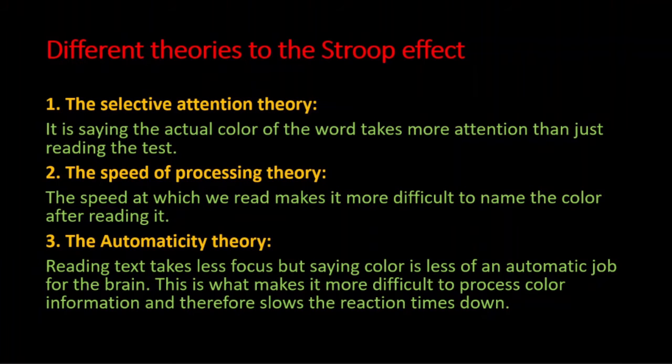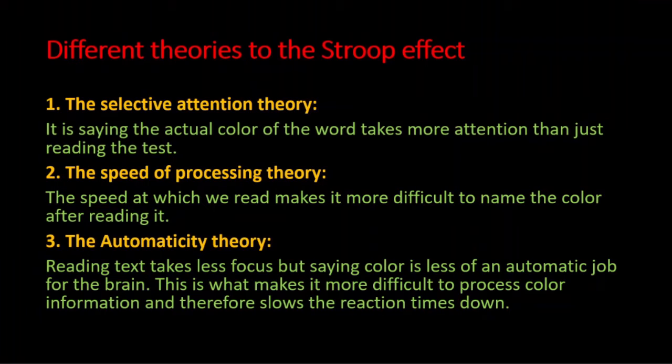Here are the different theories of the Stroop effect. The first one is the selective attention theory, which says the actual color of the word takes more attention than just reading the text. Second theory, the speed of processing theory. The speed at which we read makes it more difficult to name the color after reading it.